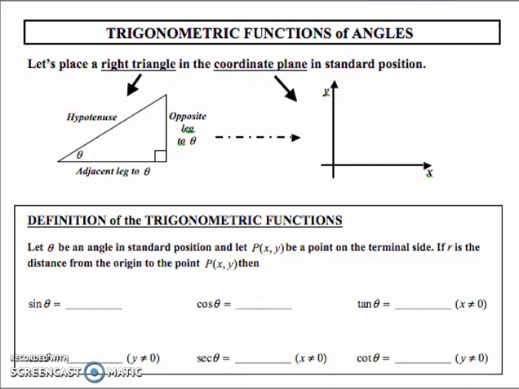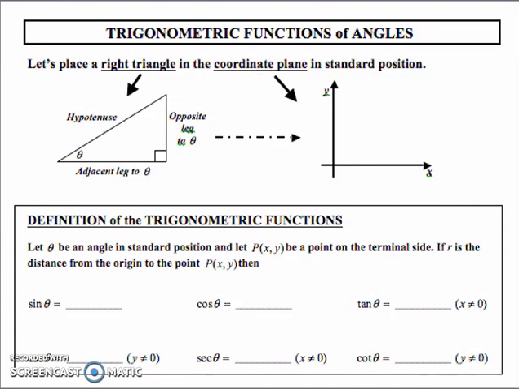Hey math friends, this is Pre-Calculus section 6.3 day 1 notes. Today we're going to start by talking about trigonometric functions of angles. So we have a right triangle here, everything we know about a regular right triangle. We have our angle theta, we have the side adjacent, the side opposite, and the hypotenuse.